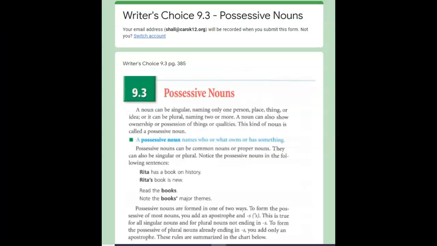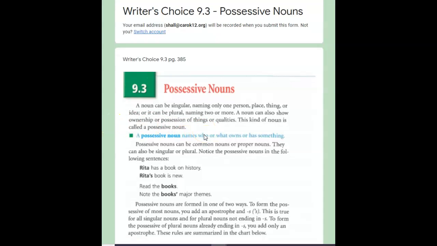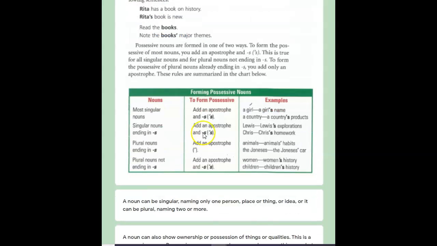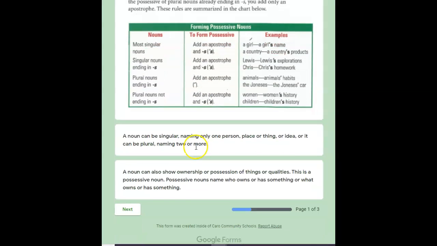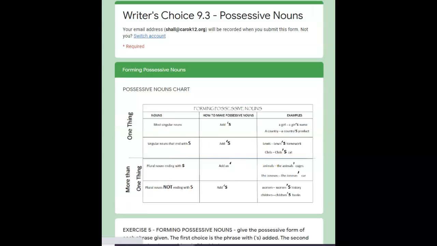When you get to your Writer's Choice 9.3 possessive noun assignment, you'll have the same explanation we just went through in the previous section of the video. You'll have the same chart. Again, most everything is apostrophe S. The one exception is an apostrophe. Okay, here are our notes again. If you need to come back and look at those, you may.